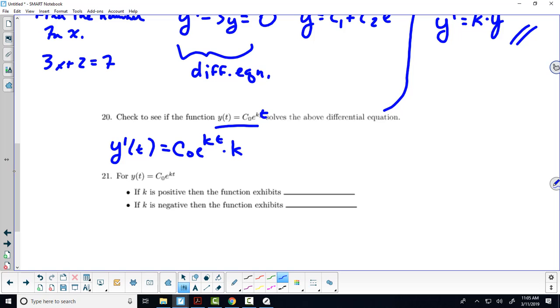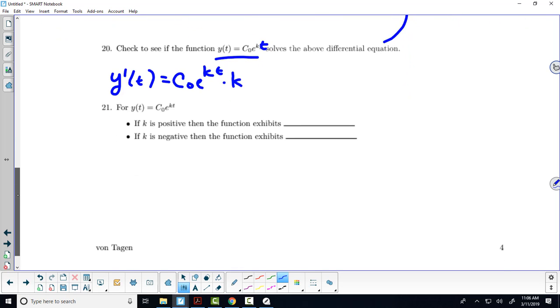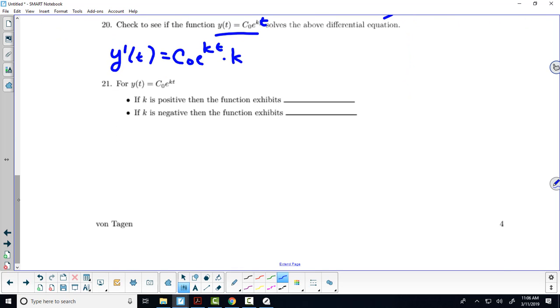Everyone see how I just took the derivative of that? C naught stands for a constant, right? K stands for a constant. What's the only variable in this expression? The t, okay? And the derivative then of an exponential function is just e to that expression, but then by the chain rule I had to multiply by the derivative of k times t. What's the derivative of k times t? It's k. All right, so you guys have seen these before. You have seen this function be a solution to equations before.